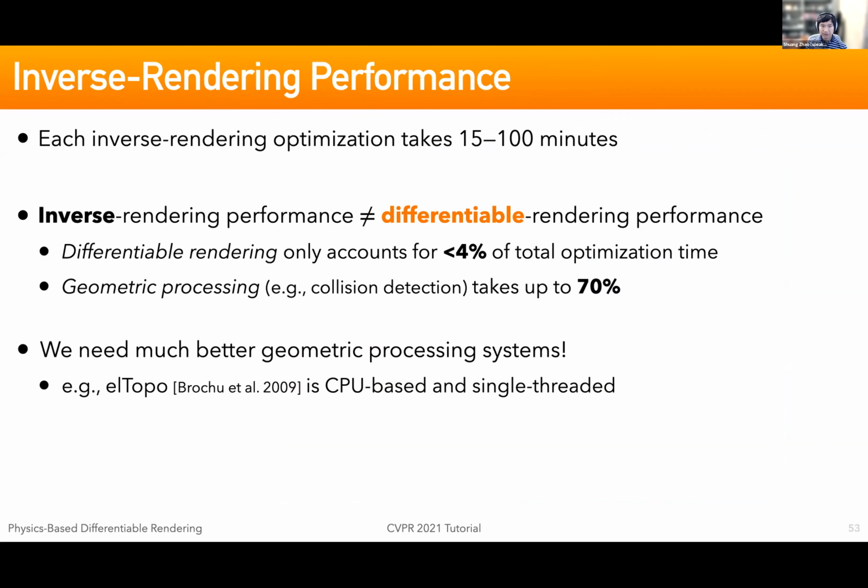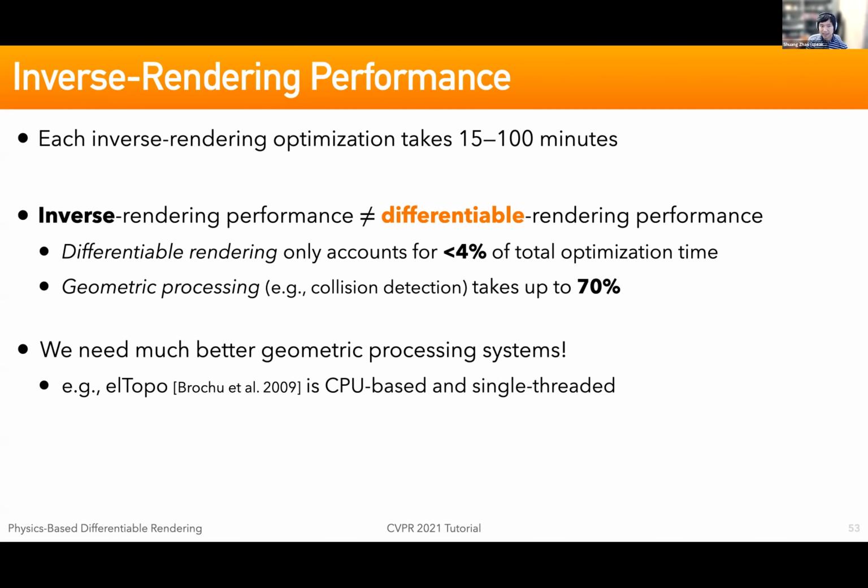However, one thing I want to emphasize here is that inverse rendering performance does not equal differentiable rendering performance. So in this specific example, differentiable rendering only accounts for less than 4% of total optimization time. On the other hand, the geometric processing part, as I mentioned, we want to avoid self-intersection and so on. These take up to 70% of time.